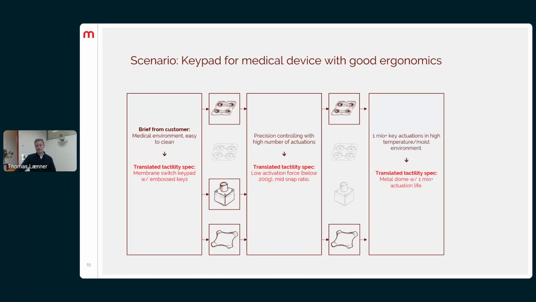And the last requirement was that they wanted 1 million plus key activations in a high temperature and moist environment. So we translated this into that we needed a metal dome with 1 million plus activations, because we know that polydomes are not very suitable in high temperature or moist environments and most commonly cannot withstand the 1 million activations.